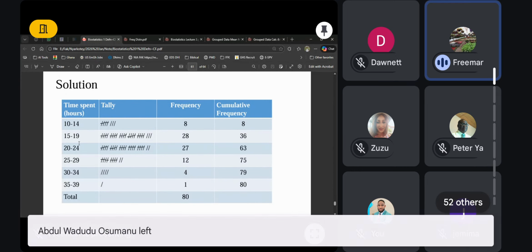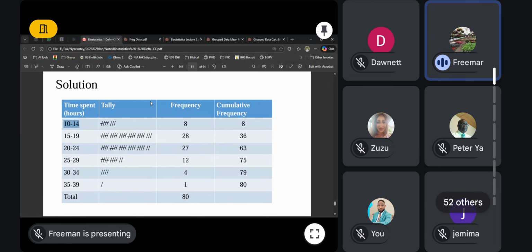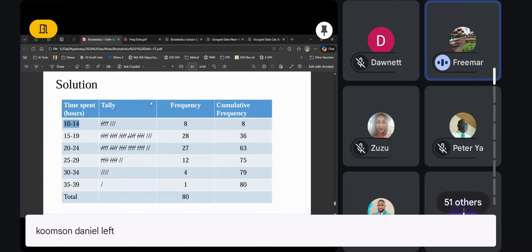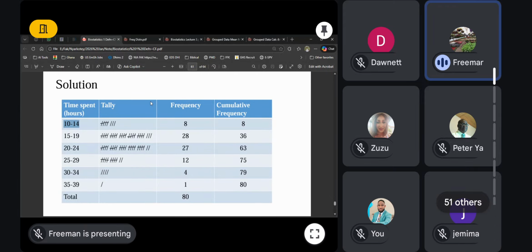Now, when I ask you what is the size or the width of the class here, 10 to 14, all that I'm asking is: how many different numbers can be tallied under that class? So we have 10 itself, you have 11, 12, 13, and 14. So there are 5 different numbers that can be tallied in that class. That gives the width or the size of the class.